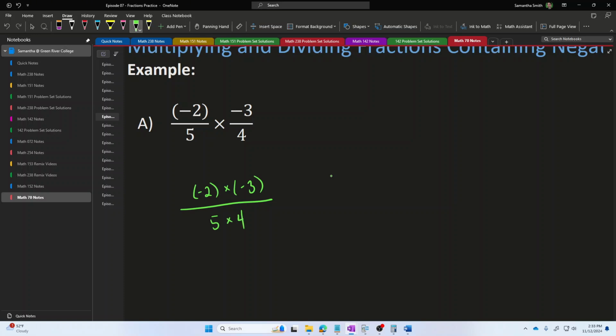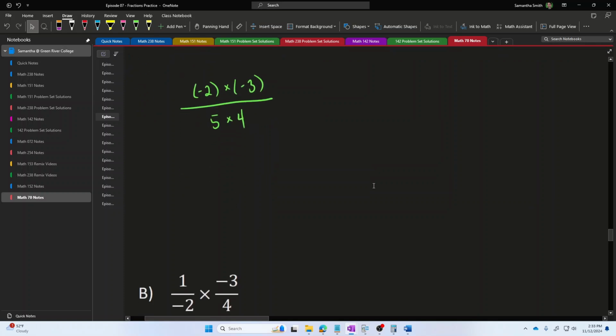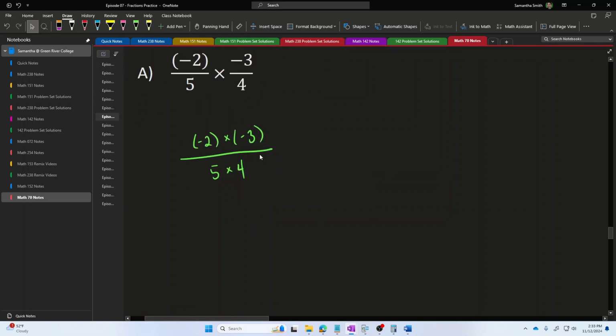And now, to complete the calculation in the numerator, I have a product involving an even number of minus signs. Minus 2 times minus 3 gives me in total positive 6 in that numerator.